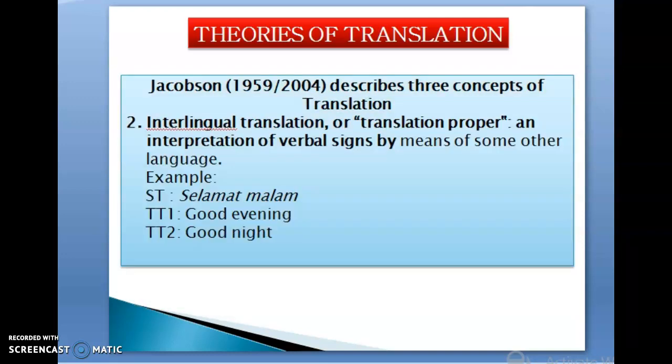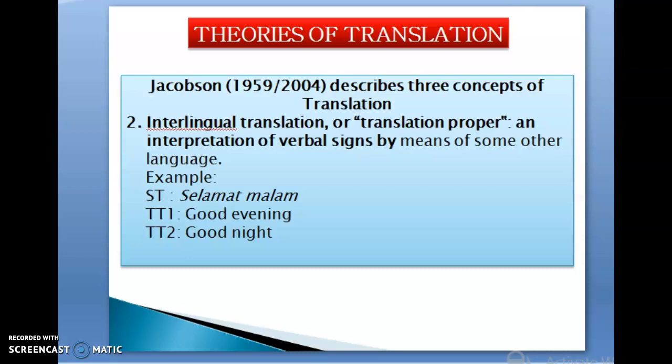The next concept is called translation proper. Translation proper is an interpretation of verbal signs by means of some other language. We can see here the source text, selamat malam. Target text 1, good evening. Target text 2, good night. It means that the translator needs to choose one of target text 1 or target text 2 in order to translate the words selamat malam. In this case, context plays an important role in translating this.